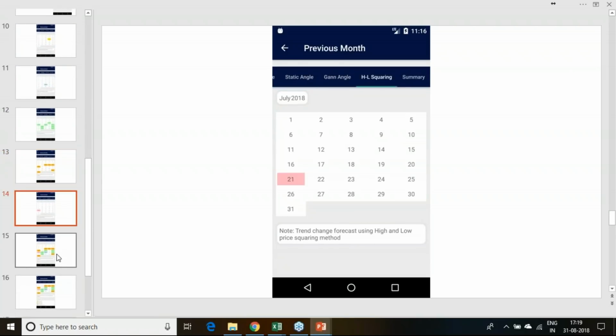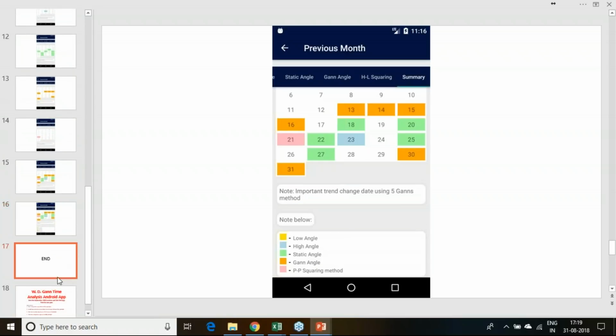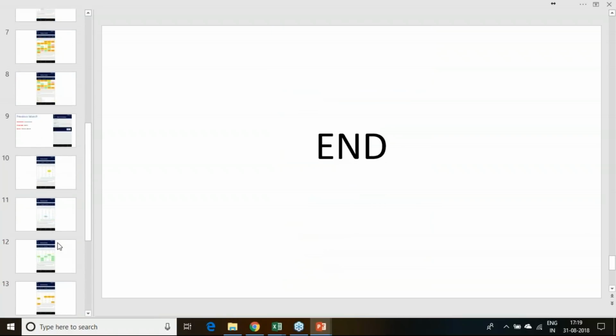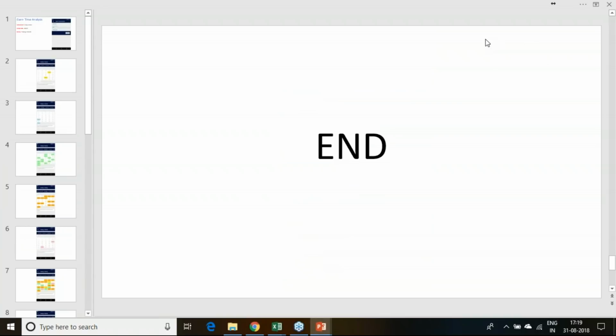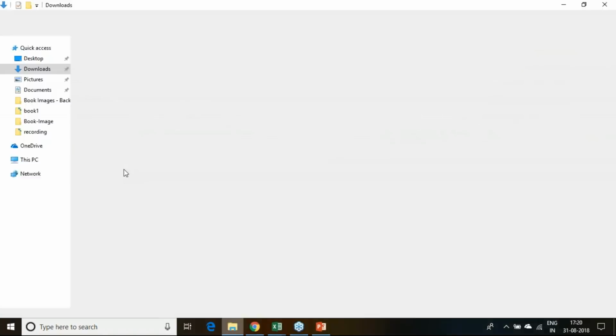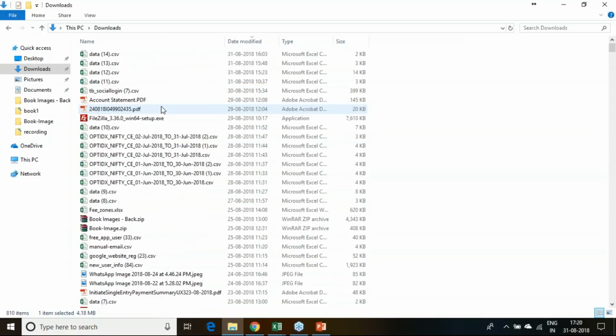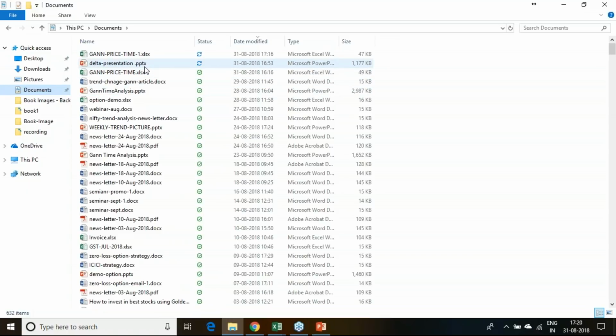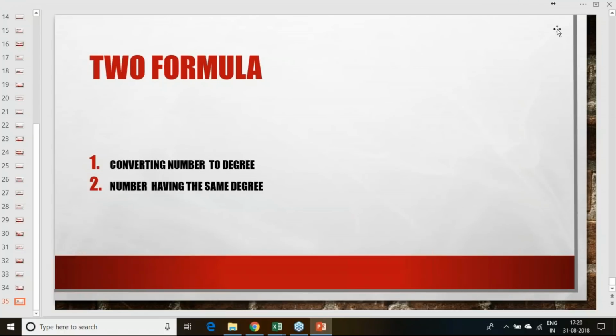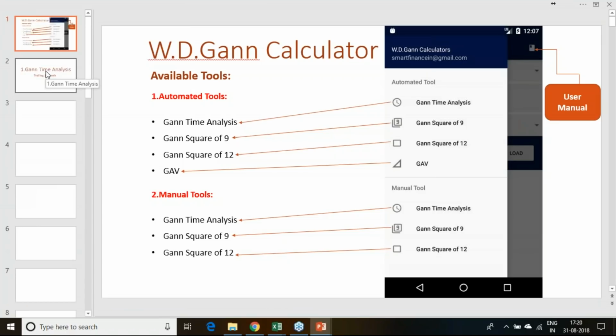Along with that, we have just added a few more concepts here, like Gann square of 9 and Gann square of 12. All these things are also being added here, so that I can show you. The Gann angle and volatility are also being added here. So these three concepts are being added here so that you can also do some price trend analysis.